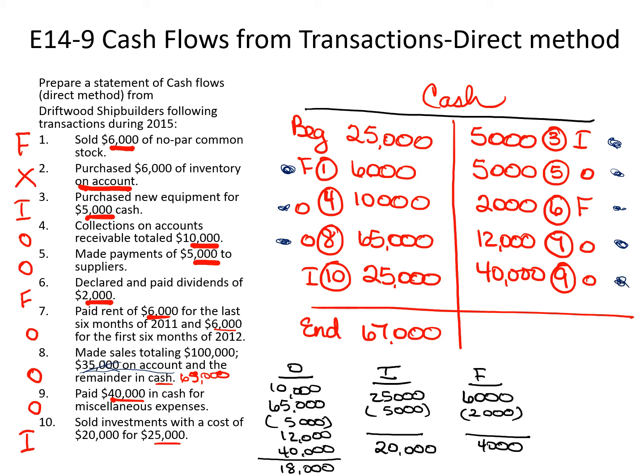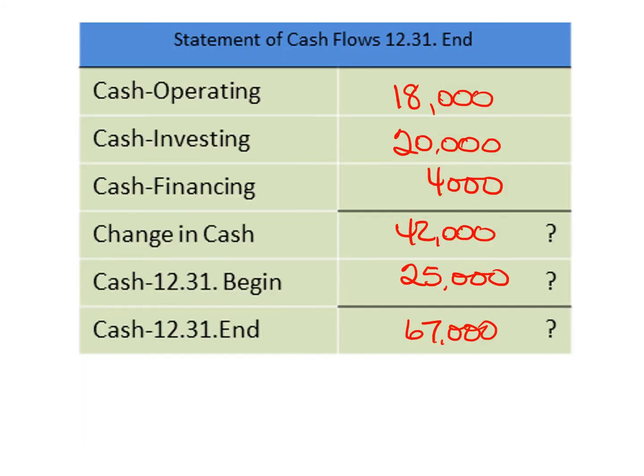That was an operating activity because it's expense. And in number 10, when we sold investments with a cost of $20 for $25, $25 was the amount of cash we received, so that's the investing activity source. We total it up. Beginning cash was $25,000. Ending cash we find is $67,000. We sort our operating, investing, and financing, and find the net difference. And now it's time to do that beautiful cash flow statement. And there it is.